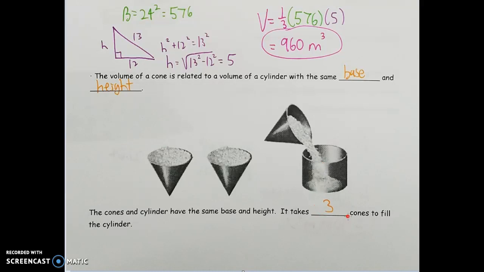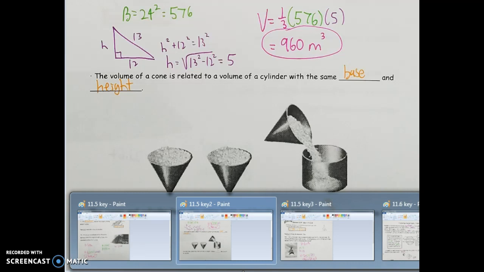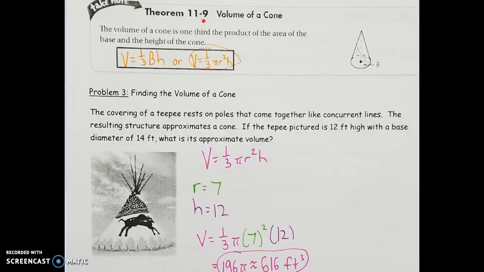And it takes 3 cones to fill up the cylinder, so kind of like what we saw with our pyramids, if 3 cones fit into the same shaped size cylinder, we're going to have a similar formula for the volume. So volume, just like the pyramids, is going to be 1/3 of the base area times the height.